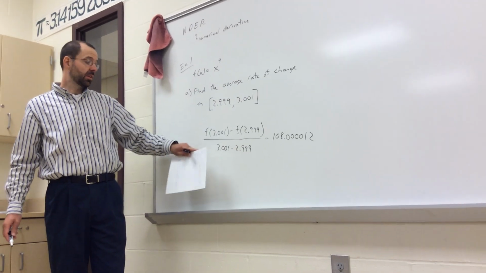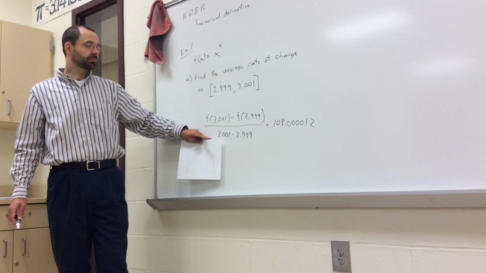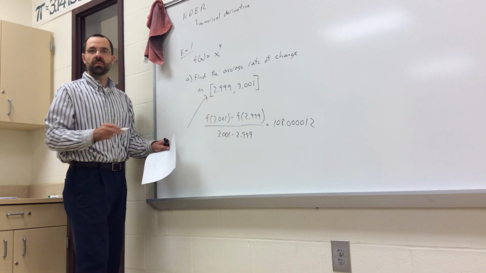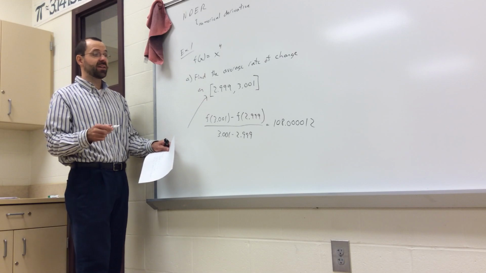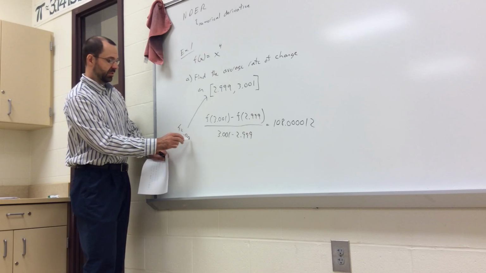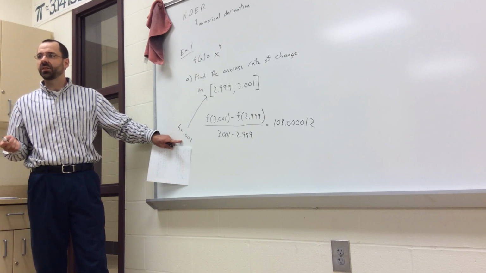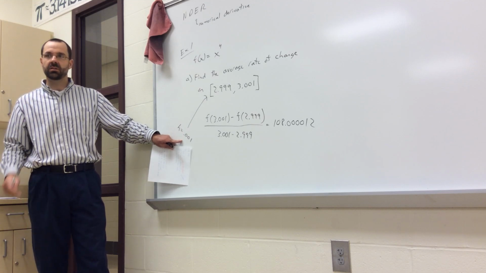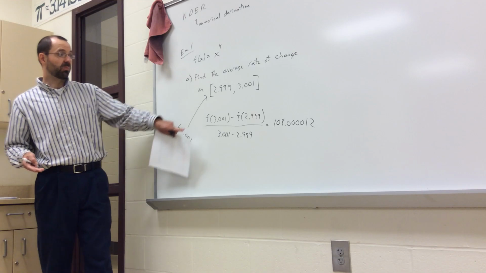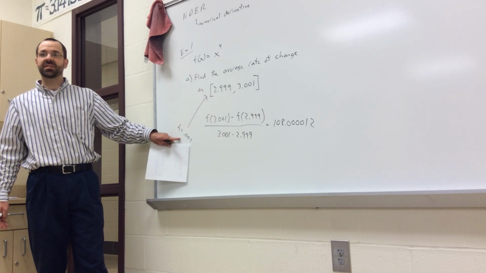So this is the average rate of change of this function from 2.999 to 3.001. Okay, since both of these numbers are 0.001 away from 3, we say that h is 0.001. So h represents the distance you are away from the center. The middle of 2.999 and 3.001 is 3, and both of these are 0.001 away from 3. So we just say that that's the h.